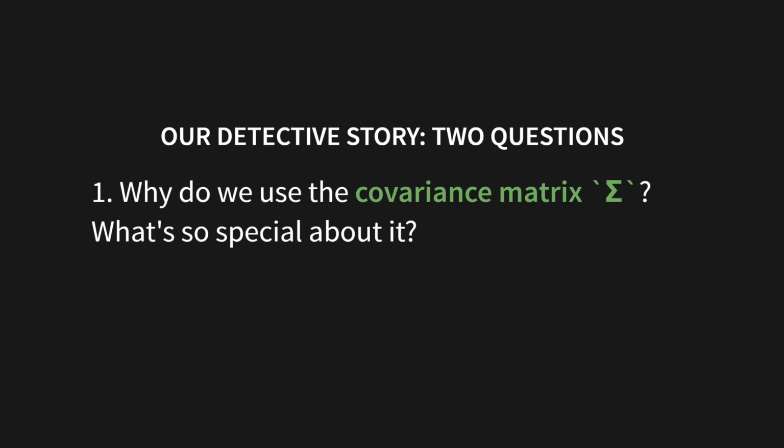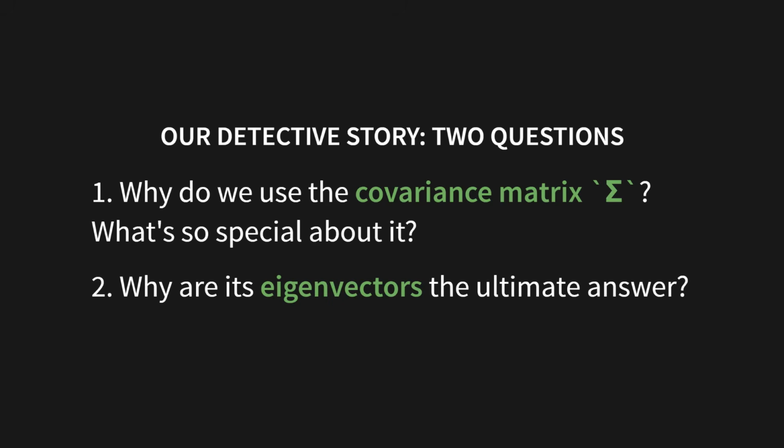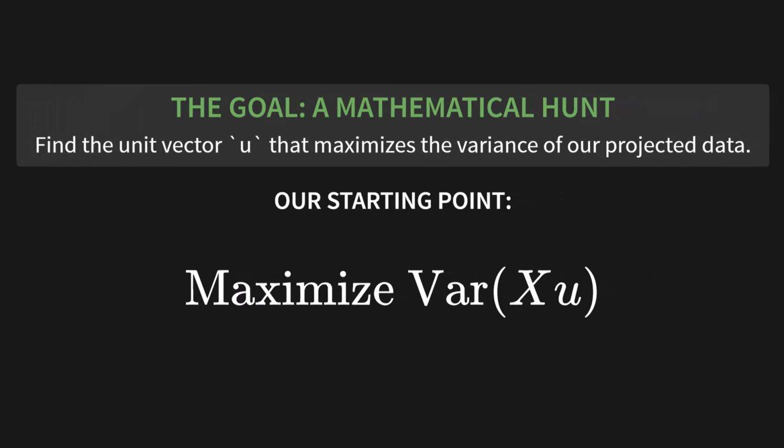So here's our detective story. We have two big questions to answer. First, why do we use the covariance matrix, sigma? What's so special about it? And second, why are its eigenvectors the ultimate answer to our problem? Our goal is a mathematical hunt. We need to find the unit vector u that maximizes the variance of our projected data.